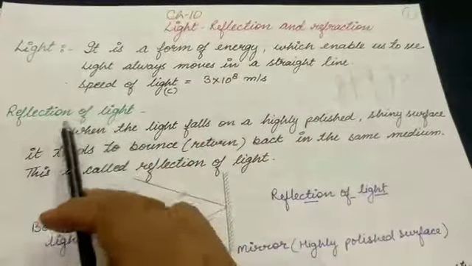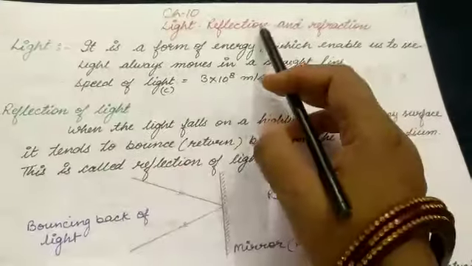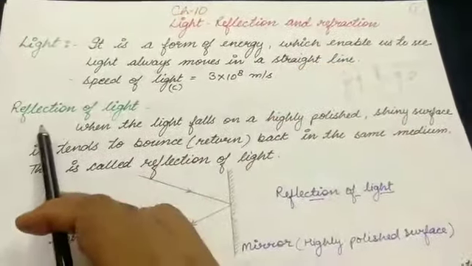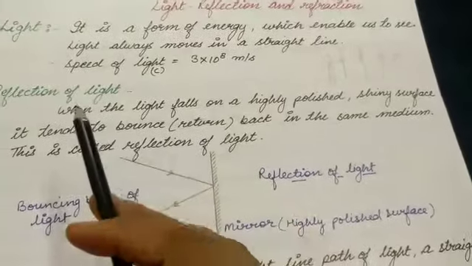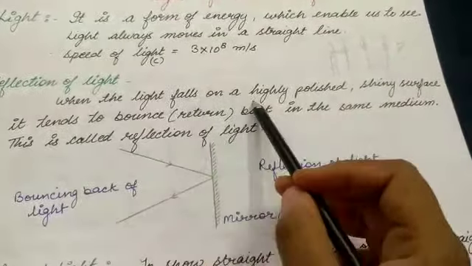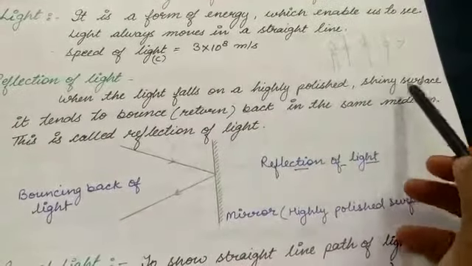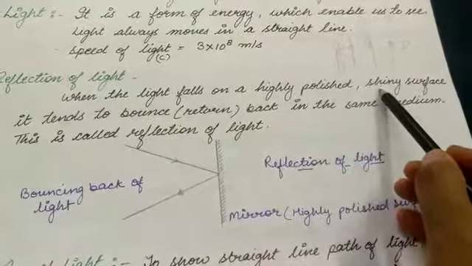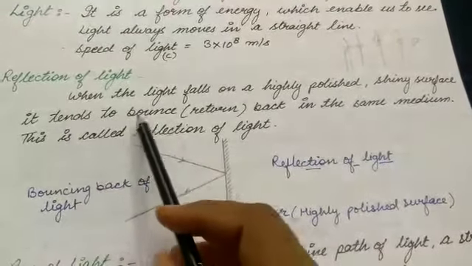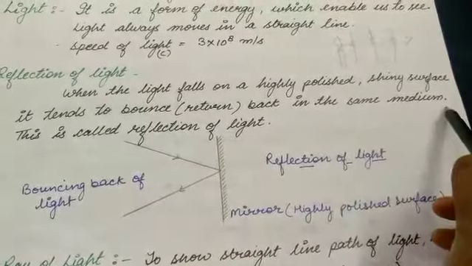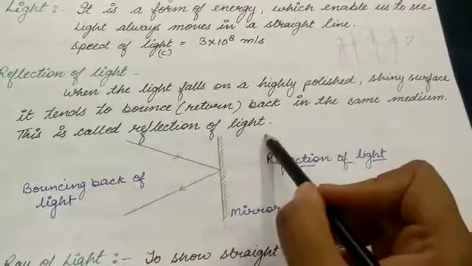Now, what is reflection of light? The first topic which we are going to study is reflection. So what is reflection? Basically, reflection means bouncing back. When light falls on a highly polished shiny surface, the surface should be highly polished and shiny, the light tends to bounce back or return in the same medium. This is called reflection of light.